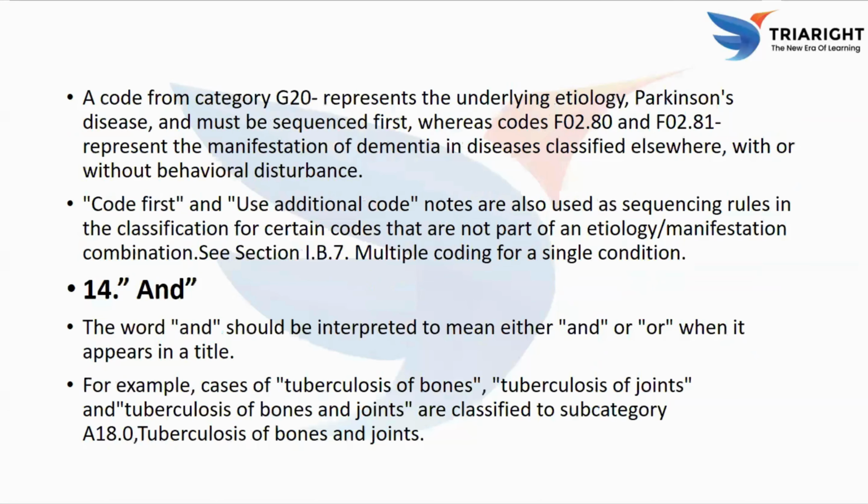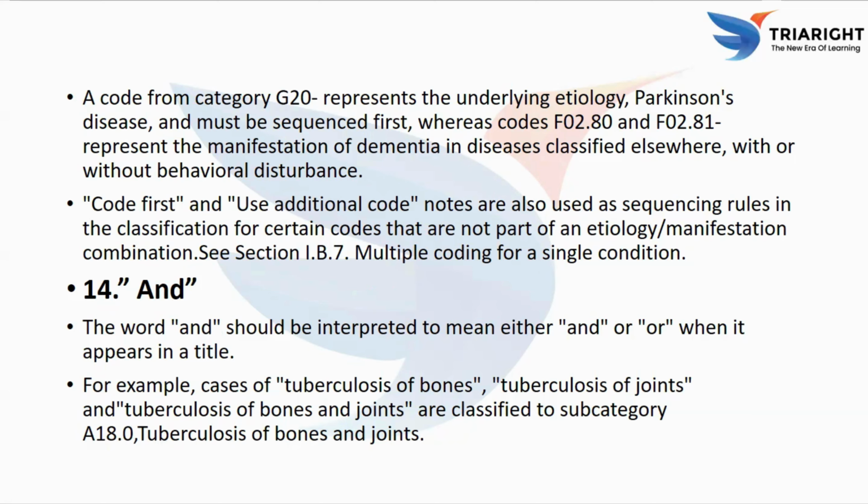Coming to the next slide. Here's another example of code first and use additional code. Parkinson's disease G20 is the cause or etiology, whereas dementia, F02.80 or F02.81, is the manifestation, the effect. So here, Parkinson's disease G20 should be coded first and then code dementia due to Parkinson's disease, F02.80. This shows the proper sequencing of the coding: first the cause, then the result.